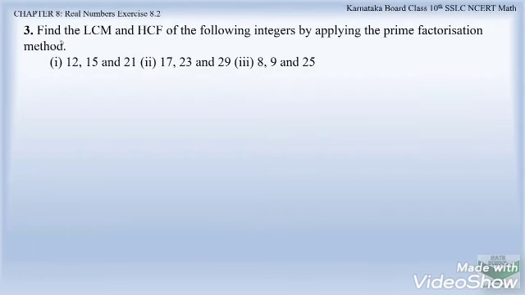In this video, let us solve question number 3 from exercise 8.2, that is chapter number 8, Real Numbers. The question is, find the LCM and HCF of the following integers by applying the prime factorization method. These three are the problems for which we have to find the LCM and HCF by prime factorization method. So let's start with the first problem.